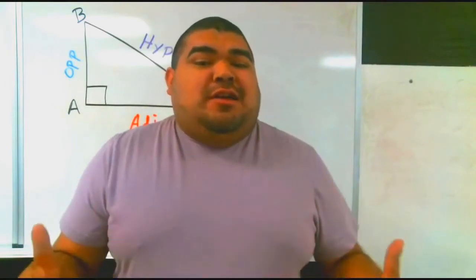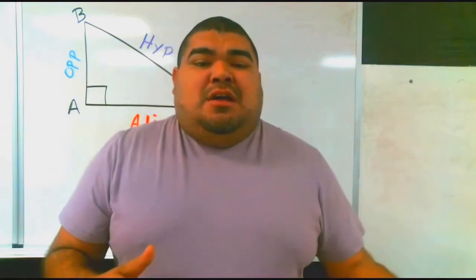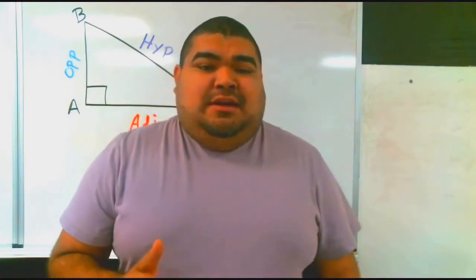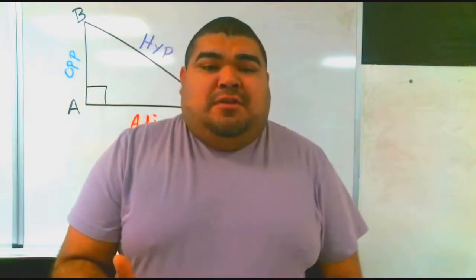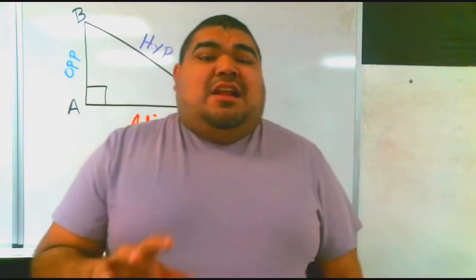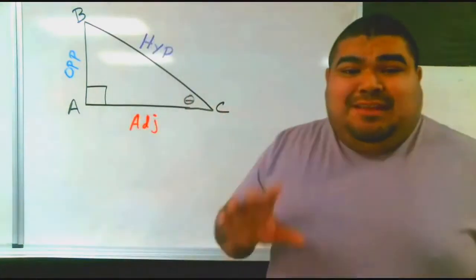Remember, last class we left off with triangles. We were dealing with hypotenuse, opposite, and adjacent. Today we're going to continue that a little further. Notice that I already have one on the board, and I already labeled it.